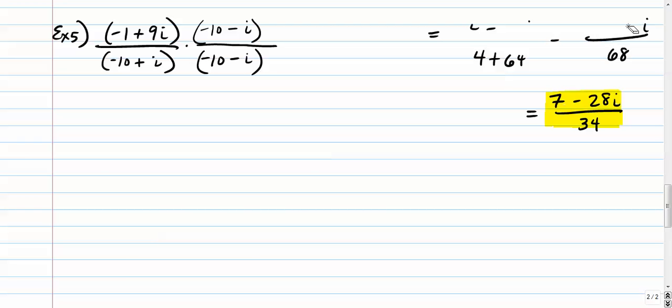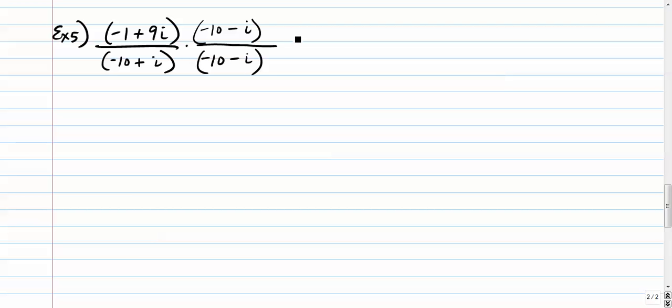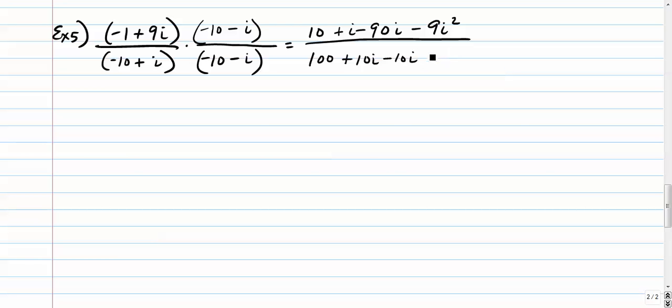All right, let me get rid of all this stuff over here. So we have, let's see, FOIL on the top. We're going to go 10. Outside is plus i. Inside is minus 90i. Last is negative 9i squared. Make sure I didn't screw up there. I think I'm all right. Negative 9. Yeah, that's good. In the bottom, first times first. Outside times outside is positive 10i. Inside times inside is negative 10i. Those will cancel. Negative i squared is the last times the last. Simplify further.